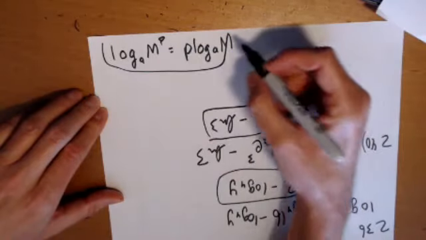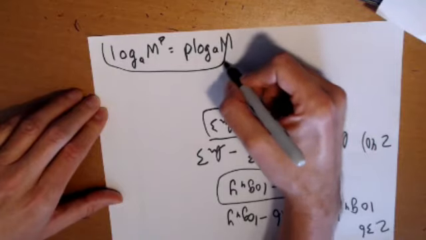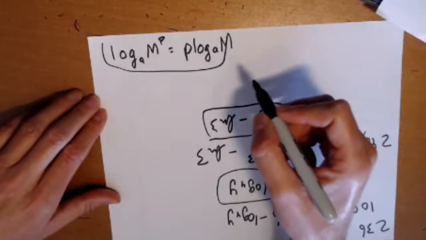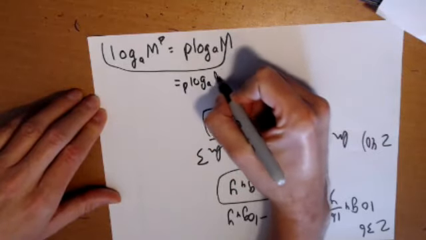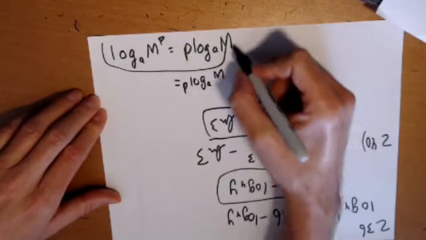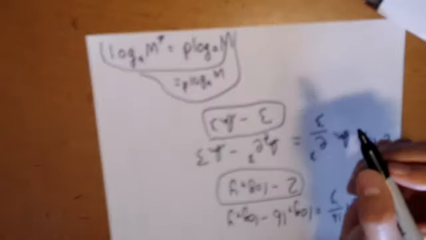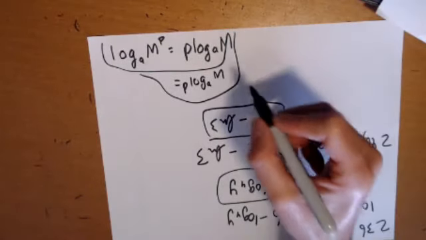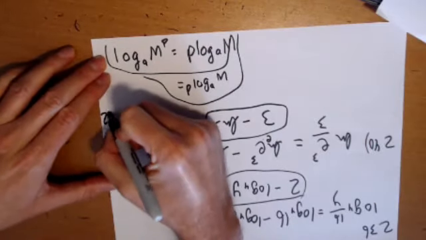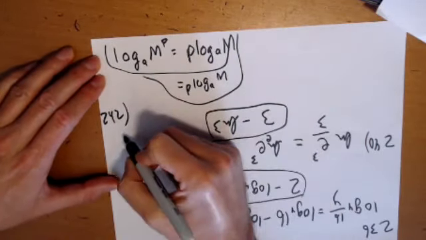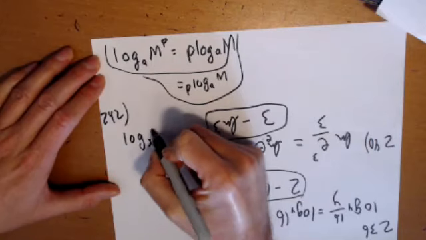Equal to p log base a of m. Rewritten, nice and pretty. Confusing formula. Basically, this one's easy. 242. Log base 3 of x squared.